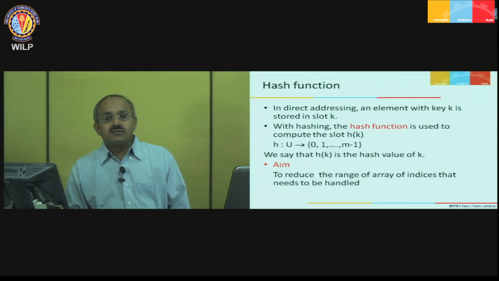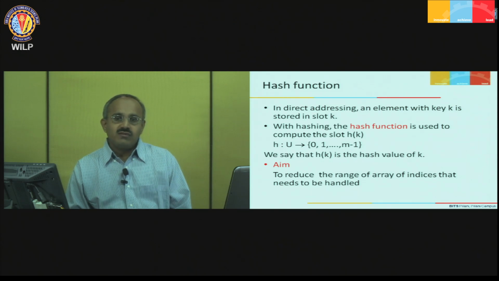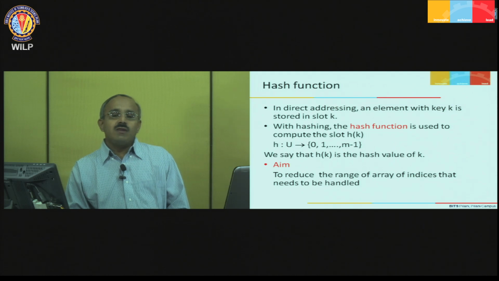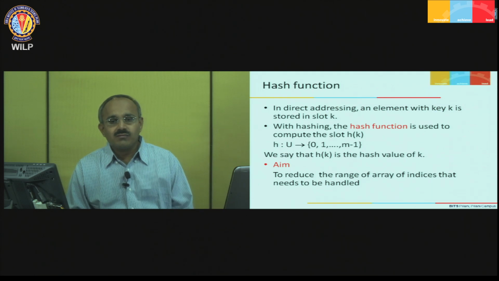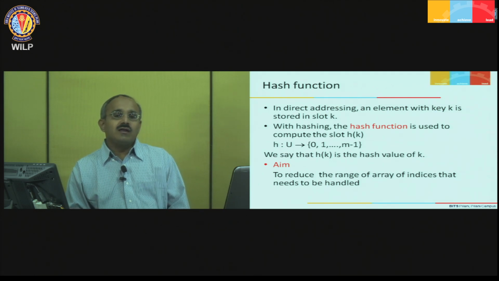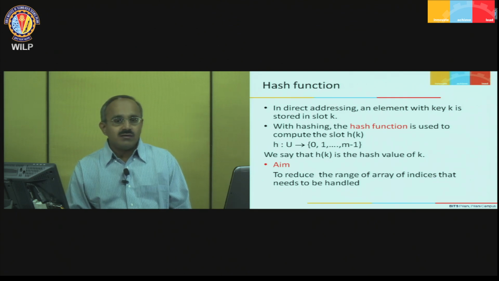So, a hash function is from the universe U of keys to a bounded set from 0 to m minus 1, such that every key in the universe is mapped to some number between 0 and m minus 1. We say that h(k) is the hash value of k, or we also say that k is hashed to h(k). The aim of this hash function is to reduce the range of indices that needs to be handled.